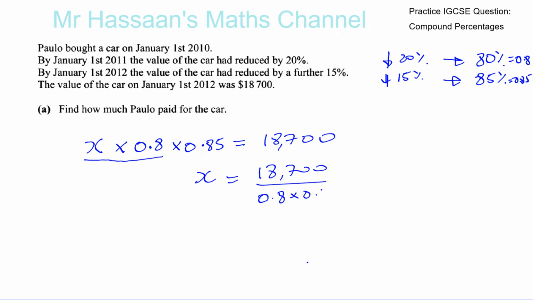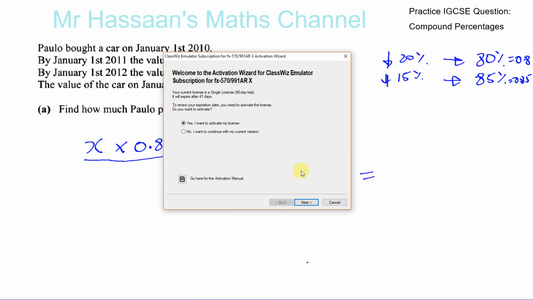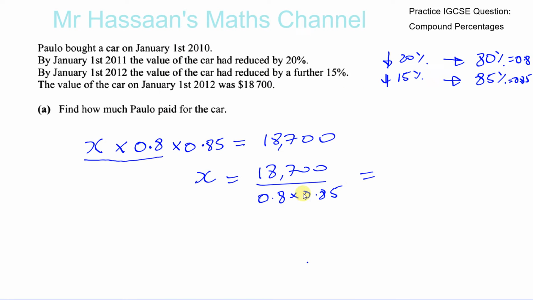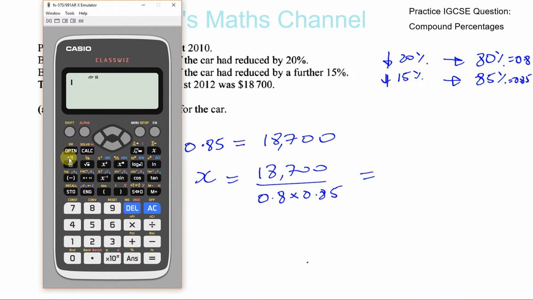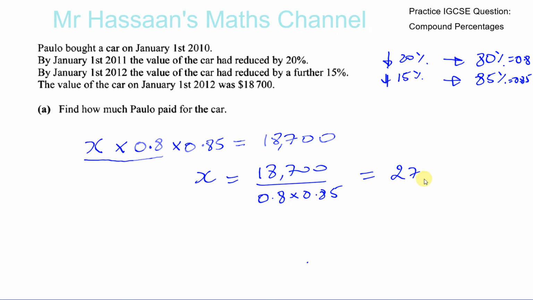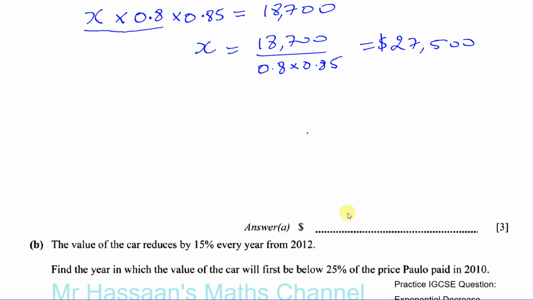So I have 18,700 divided by 0.8 times 0.85, both of them in the denominator, which gives me 27,500. So it's $27,500. A nice simple way of doing a question like that. So 27,500 is what I write here. It's an exact answer. So that's part A.